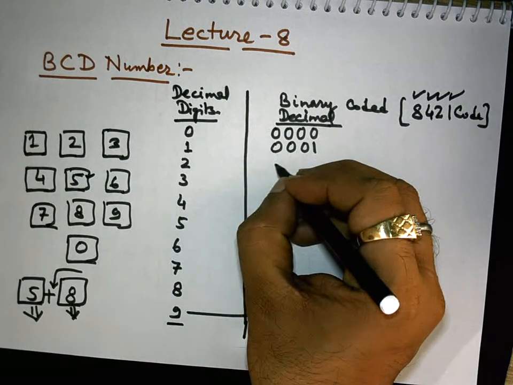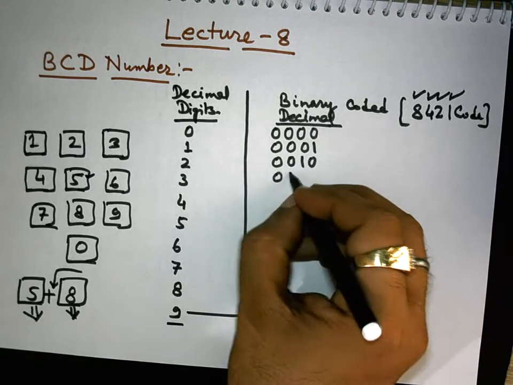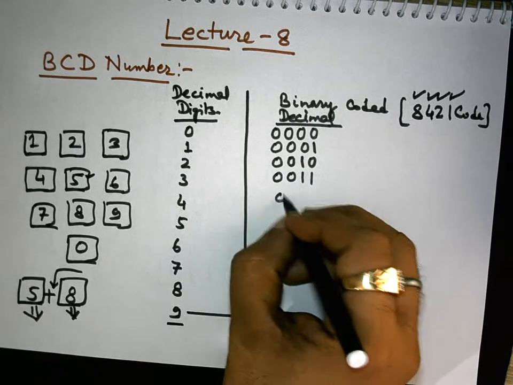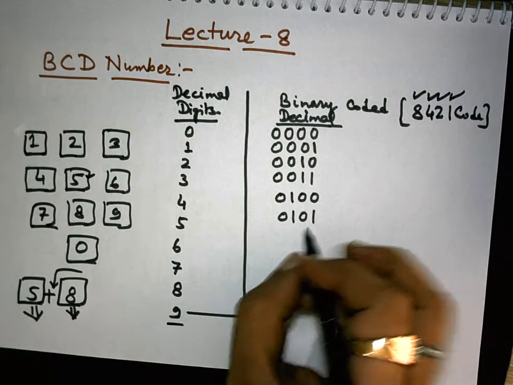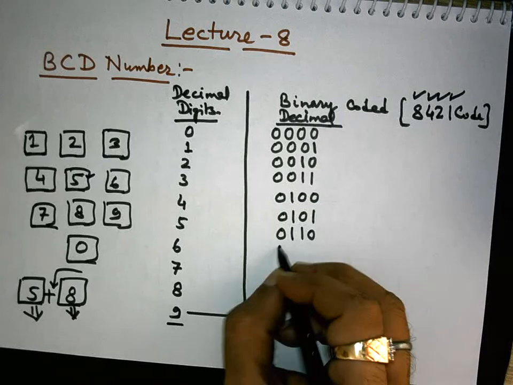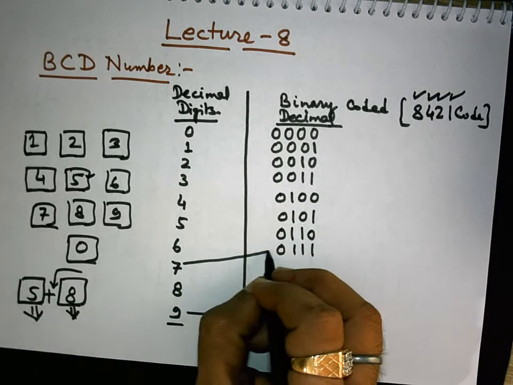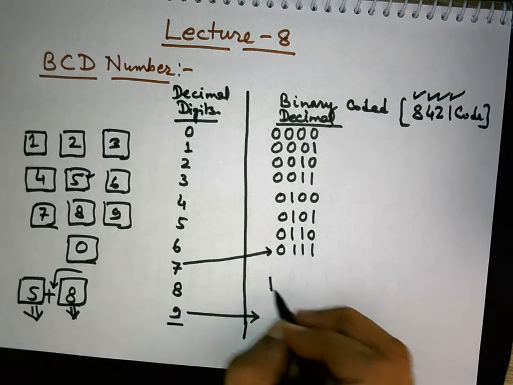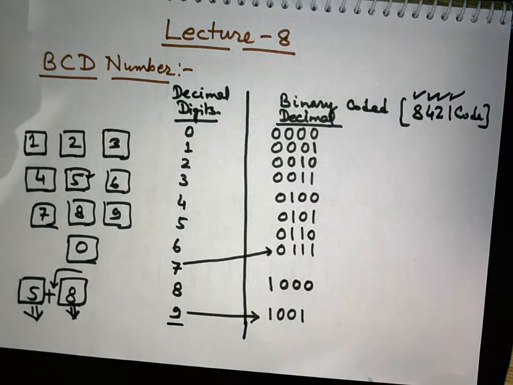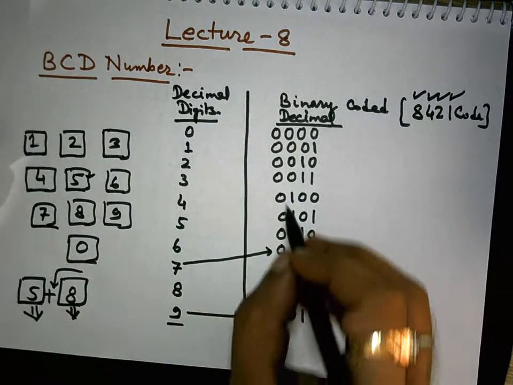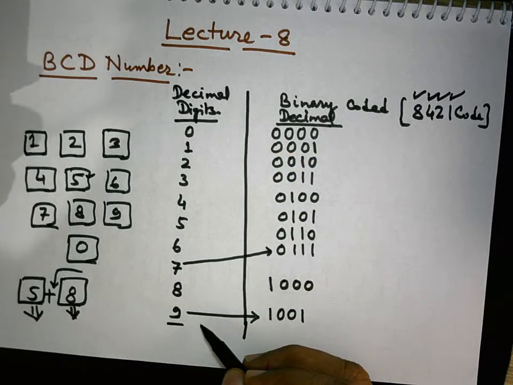0 0 0 1, then 0 0 1 0, 0 0 1 1, 0 1 0 0, 0 1 0 1, 0 1 1 0, and 0 1 1 1. This corresponds to 7, and corresponding to 8 we have 1 0 0 0. Corresponding to 9, we have 1 0 0 1. So these are the binary codes of these decimal digits.